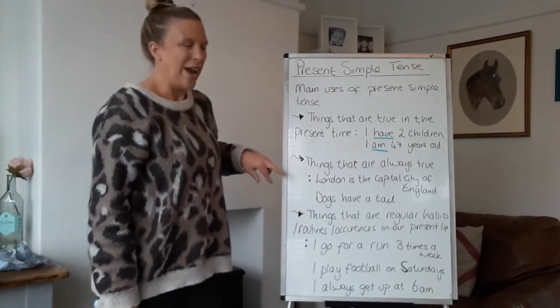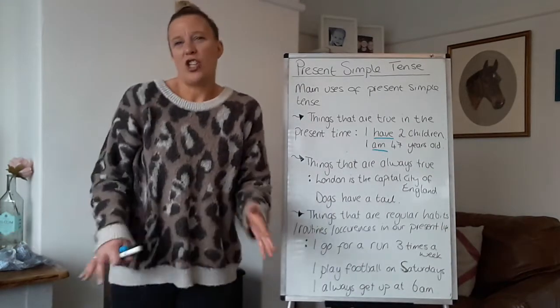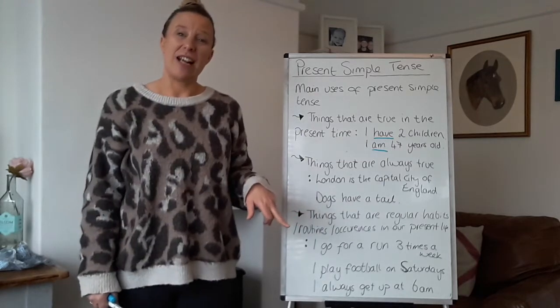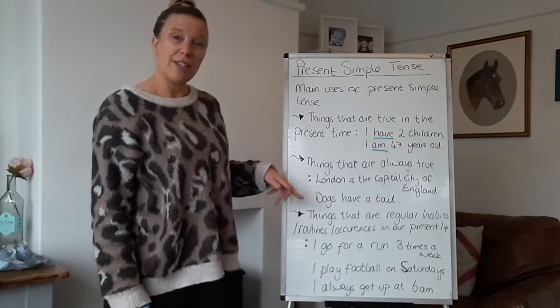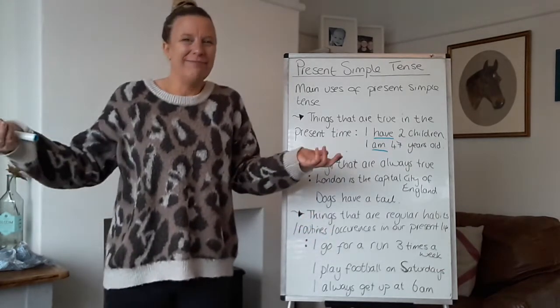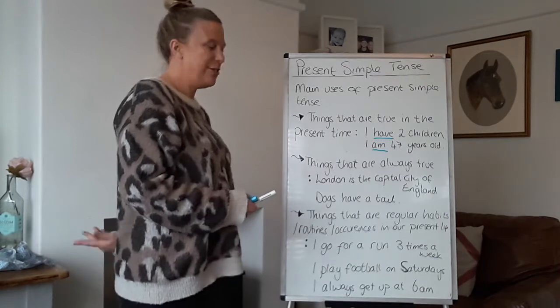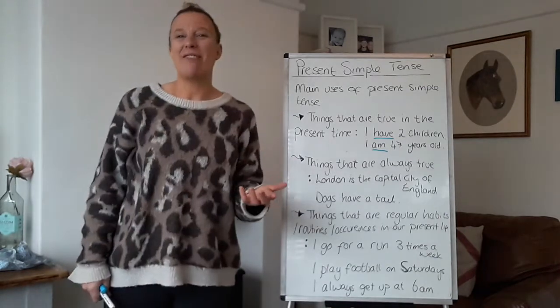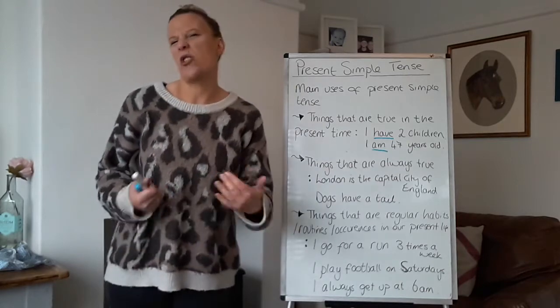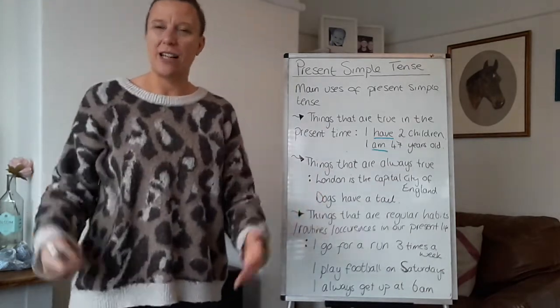Things that are always true. So they never change. They're always true. So London is the capital city of England. Dogs have a tail. Okay? Dogs are born with a tail. That's always true. They just have their tails. And London is the capital city of England. These things are always true. So we use the present simple tense for things that are always true, that don't change, that are facts, okay?